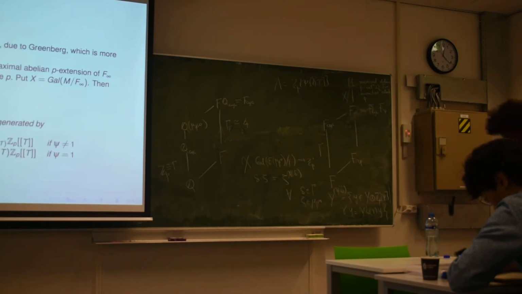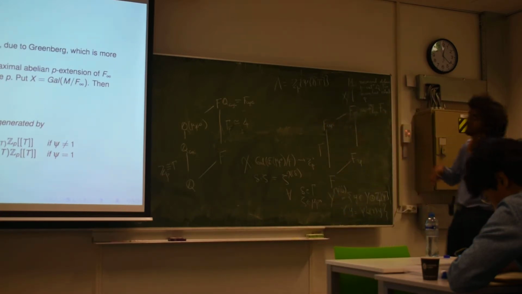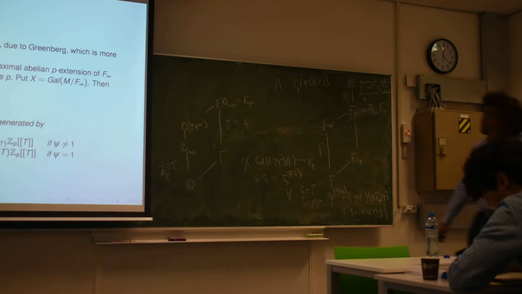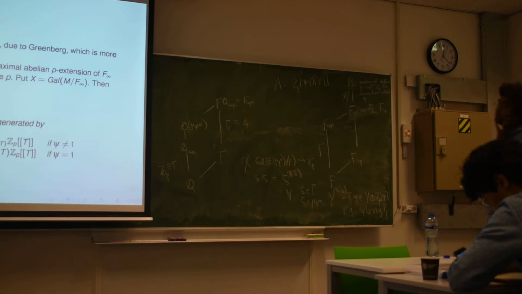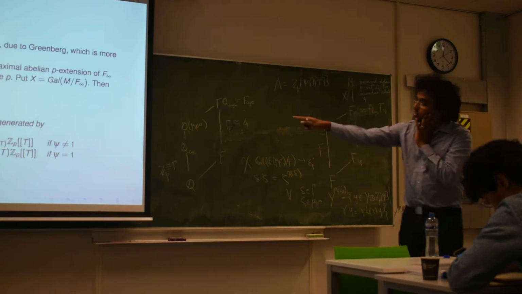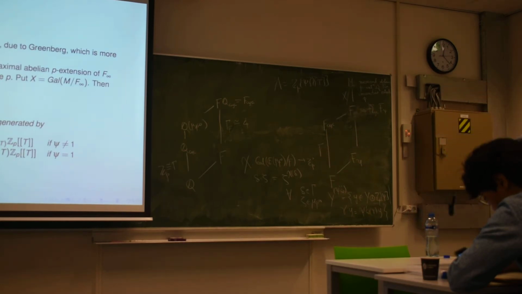This X is again a finitely generated torsion Lambda-module. So Lambda with this psi now. There should be psi's in here everywhere: Zp psi t, Zp psi t. Okay, so the characteristic ideal of X psi is generated by these. So this is neater to state.